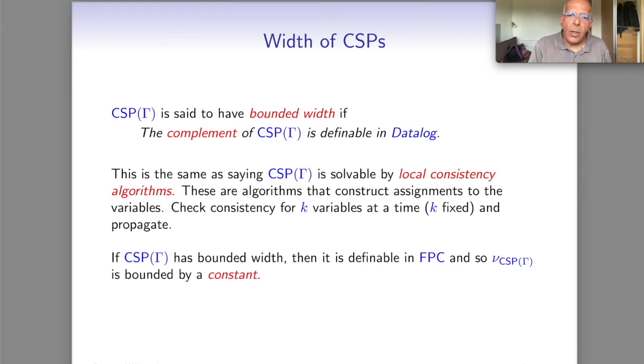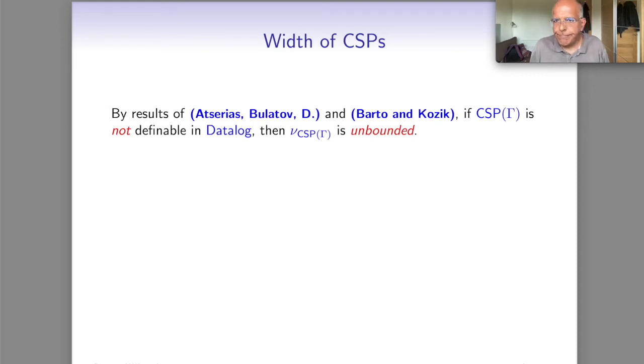Now, Datalog, as I said, can be seen as a fragment of fixed point logic and therefore fixed point logic with counting, which means in particular that if CSP gamma has bounded width, then its counting width is bounded. In fact, this is where the term counting width ultimately comes from, but we've gone about it the other way. We defined counting width first. Okay, so if CSP gamma has bounded width, it has bounded counting width. In fact, that's an if and only if. It turns out that if CSP gamma is not definable in Datalog, then the counting width is unbounded.